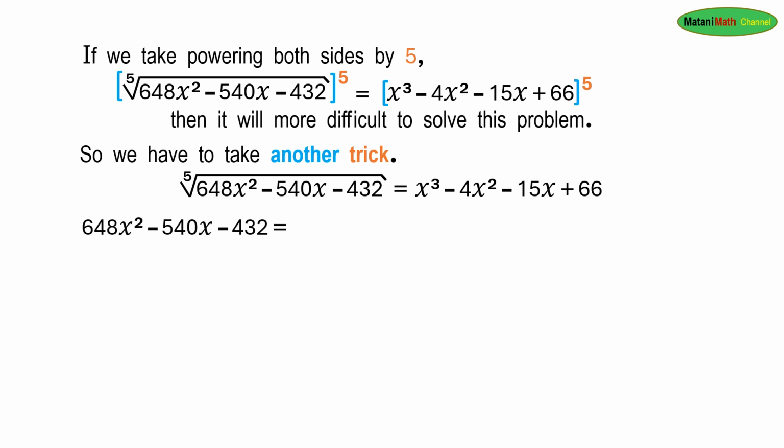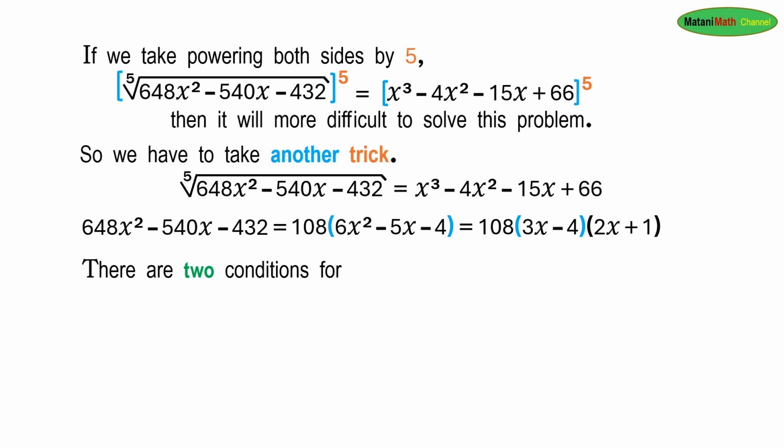648x squared minus 540x minus 432 equal to 108 times 6x squared minus 5x minus 4, equal to 108 times 3x minus 4 times 2x plus 1.